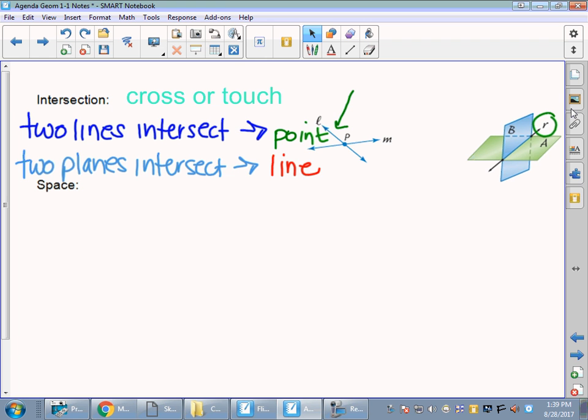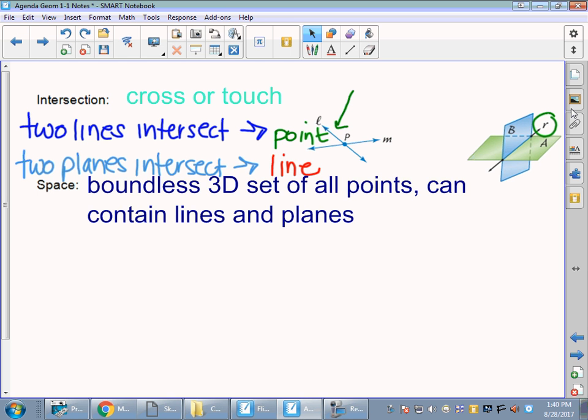I have to mention space. So if we're talking about planes in 3 dimensions instead of a flat 2 dimensions for points and lines, we need to talk about space. So space is the boundless 3-dimensional set of all points. It can contain lines and planes, and it's defined by the word points. So points, lines, and planes all lie in space. I'm not going to ask you about that. You just need to be aware we could have a point, a line, or plane anywhere in this classroom, floating midair.